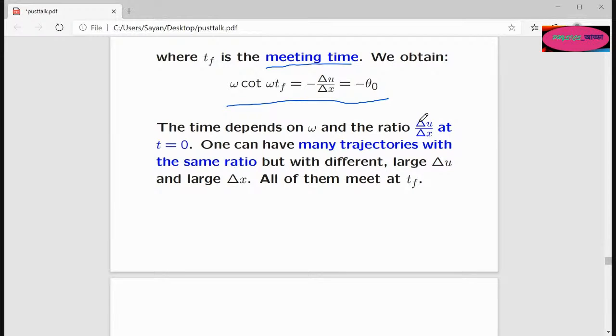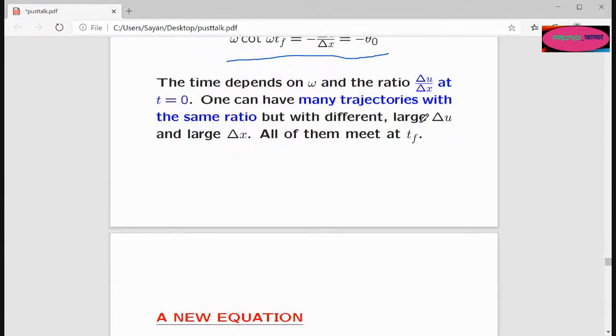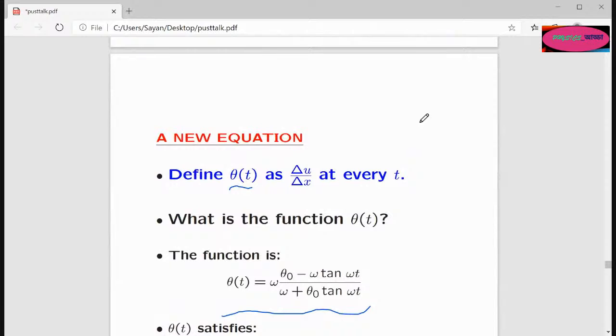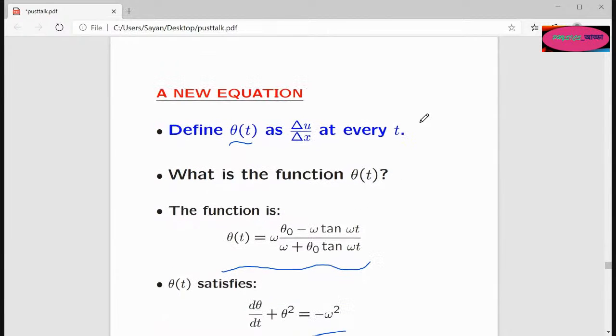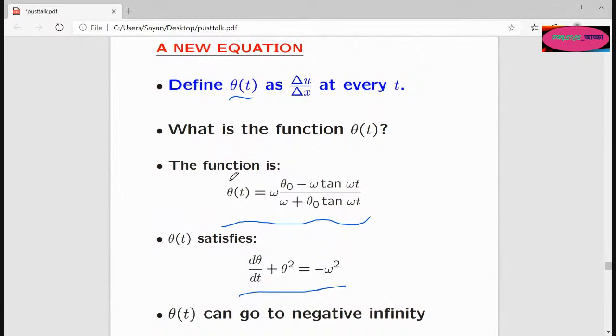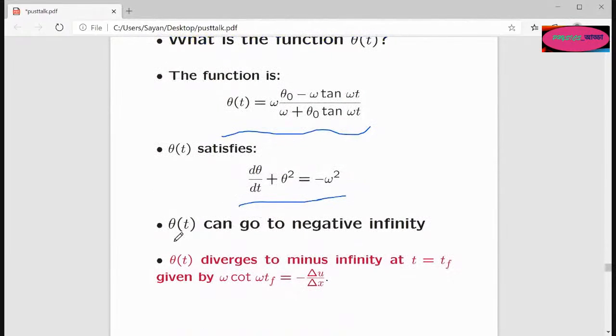So I'm looking at many trajectories of the same system, which is simple pendula, and I want to find out where those trajectories are going to meet. And I have a new variable theta t, which is a solution of this equation that I've written down over here. And all of this can be generalized. I'm not getting into complications. So you have a new variable theta t, which tells you about the divergence to negative infinity of theta t at a time when the two trajectories are going to meet.